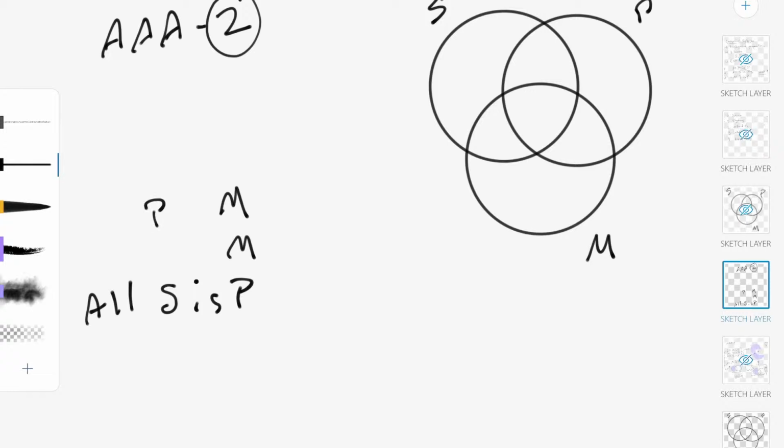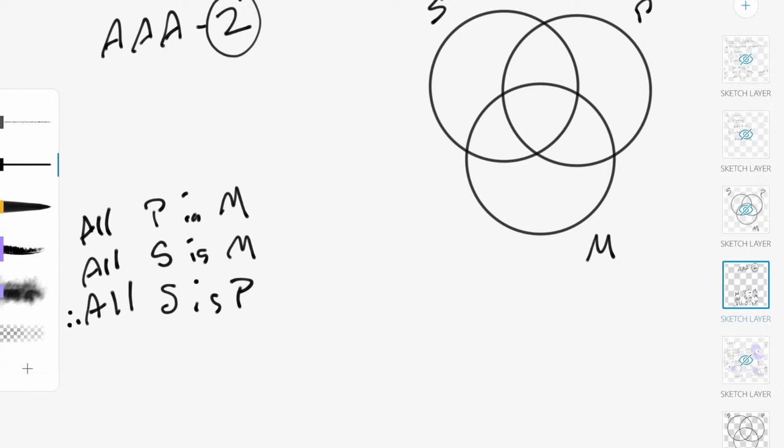Here's the major premise, so we put P. Here's the minor premise, so we put S. Here are our copulative verbs, and we fill in with the quantifier there. So the resulting argument is: all P is M, all S is M, therefore all S is P.